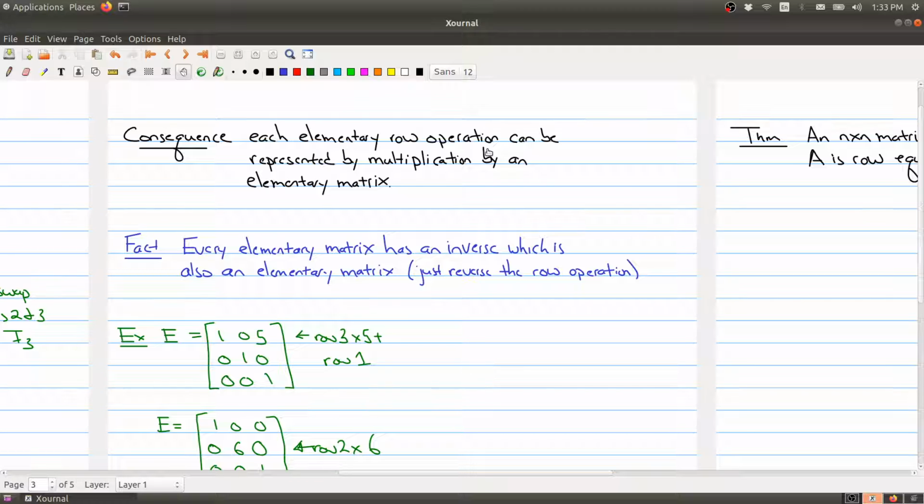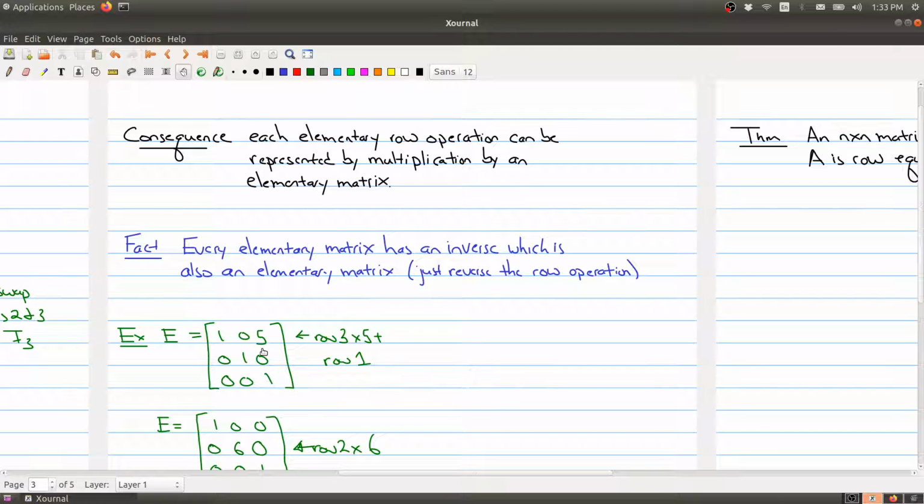Now there's another very useful fact: every elementary matrix is itself invertible. And not only is it invertible, the inverse is also an elementary matrix. The reason is that you're just undoing a single row operation, which means you're doing a single row operation on the identity matrix. For example, this matrix was obtained from the identity matrix by multiplying row 3 by 5 and adding it to row 1.